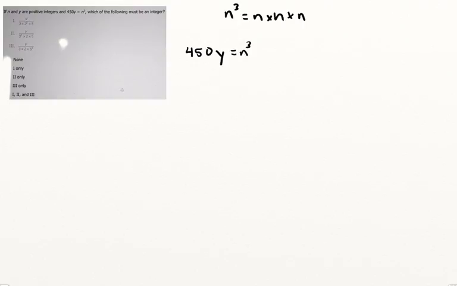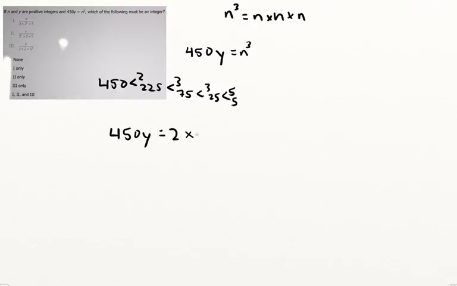So let's start with 450. We can factorize that. 450 split in 2 is 2, 225. Split in 3, and it might be tempting to use 5 here, but 3 will be better. 3 and 75, and that's 3 and 25, and that's going to be 5 and 5. So we can say that 450y is going to be 2 times 3 squared times 5 squared times y.